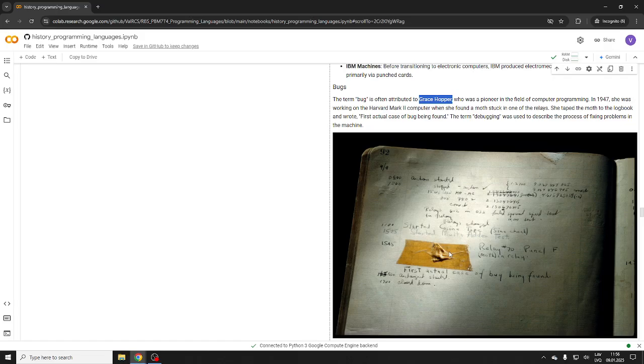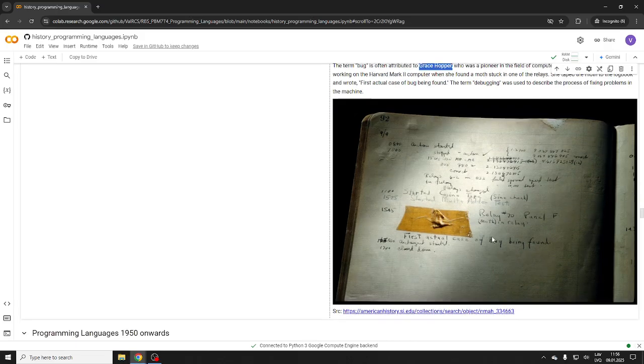Again, maybe not the same usage of how we use bugs today. This is like a hardware fail, basically. But the question is, was this actually why we call them bugs? In American history, they say, yeah, the actual real physical bug.